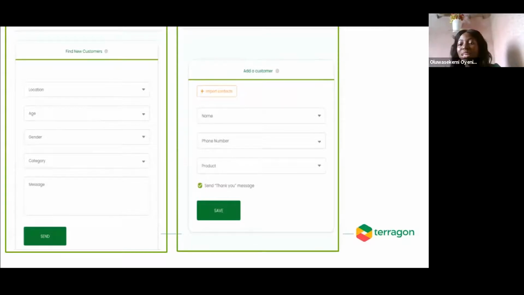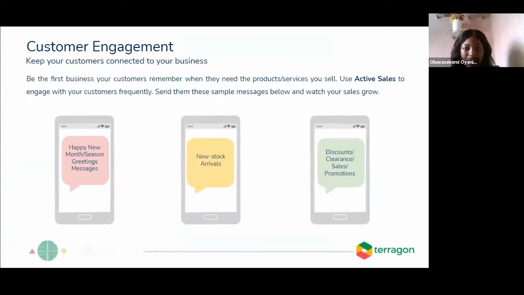But if you want people that live around you to know about your product or service, you can access that location and use that, because it goes even down to local governments. And then you can also add a new customer. You can import your customers from Flutterwave, from your WhatsApp chats, from your Google contact list. Bring all of them here, send them messages and engage them. These are the things I mentioned earlier on.